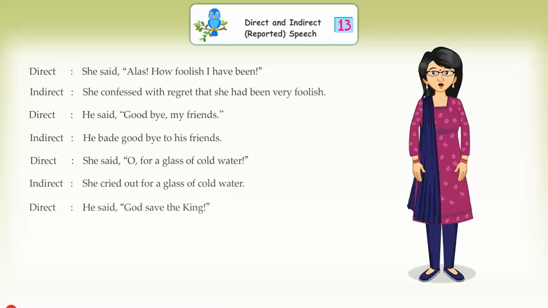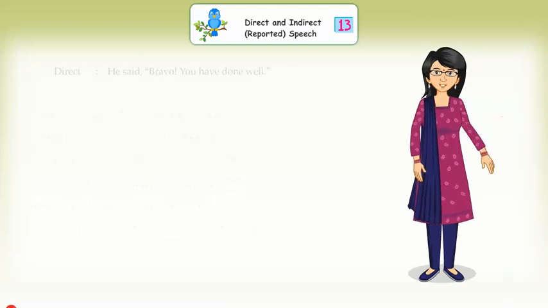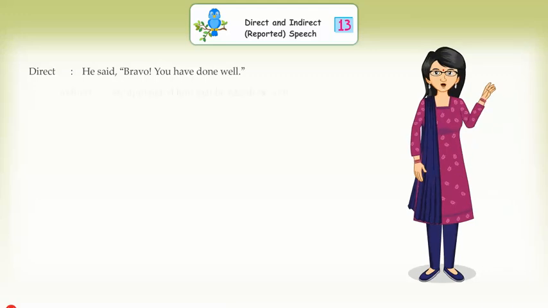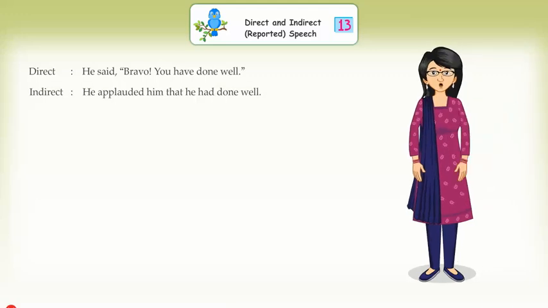Direct. He said, God save the king. Indirect. He prayed that God might save the king. Direct. He said, bravo, you have done well. Indirect. He applauded him that he had done well.